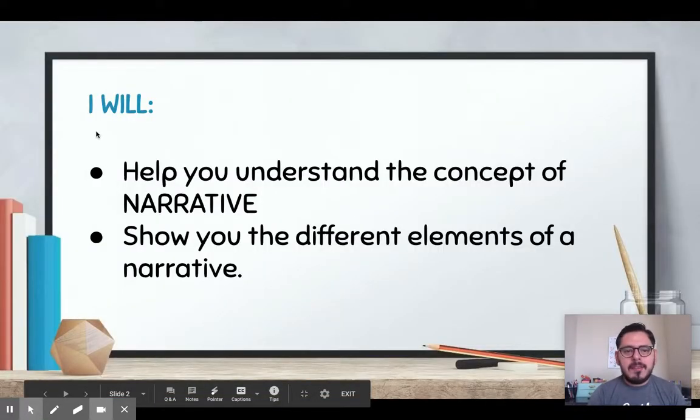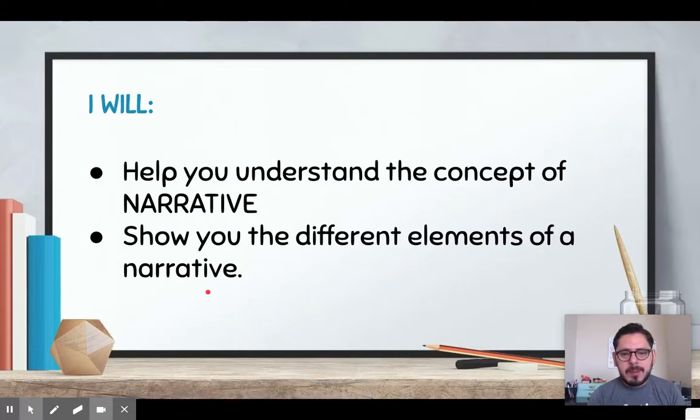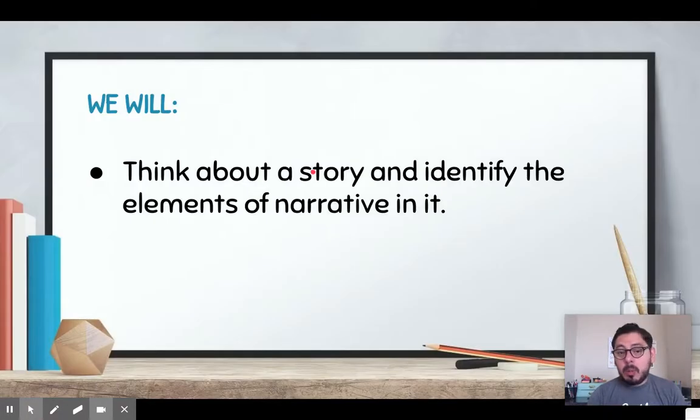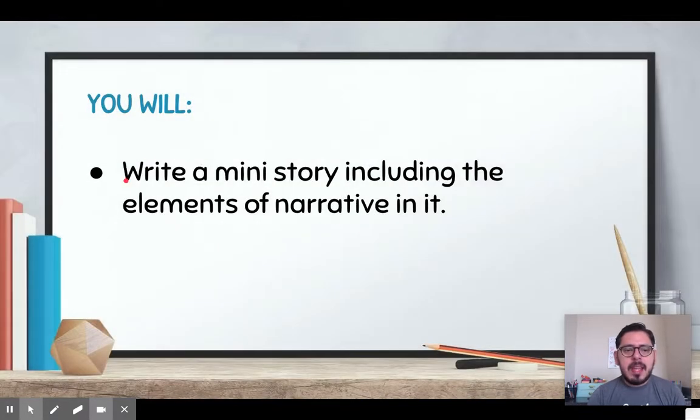So today, our objectives are: I will help you understand the concepts of narrative and show you the different elements of a narrative, okay? We will together think about a story and identify the elements of narrative in it. And then you, on your own, will write a mini story including the elements of narrative in it.